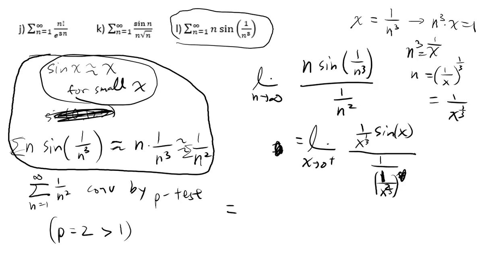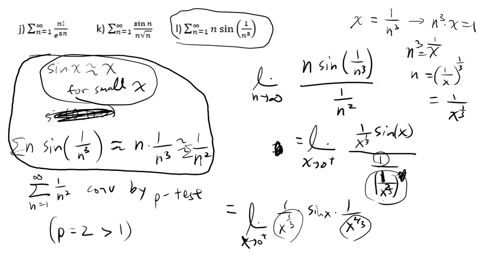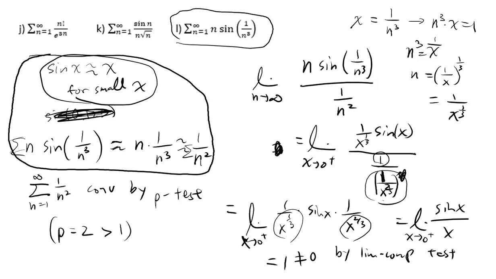So this over this will be flipped over, so you're going to get 1 over x to the 1/3 power times sine of x times 1 over x to the 2/3 power. And that's nice because x to the 1/3 times x to the 2/3 is just x. So you have the limit as x goes to 0 plus of sine x over x, and we all know that goes to 1. If you didn't know that, you can still use L'Hopital's to show that it's 1. But that's not equal to 0, so by the limit comparison test, the series converges, because we compared it with the converging series.